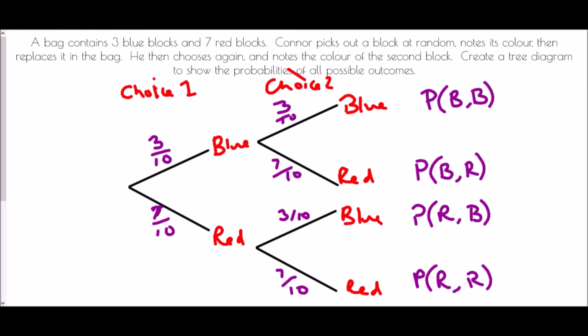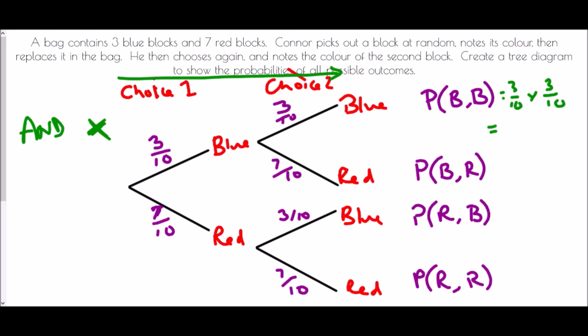Well, the key comes from the fact that this is getting blue and blue. The word "and" in probability suggests that we should multiply. And that is what's going to happen. We're going to multiply across the branches. And so the probability of getting blue and then blue is 3/10 multiplied by 3/10. And if you multiply fractions, we multiply at the top and we multiply at the bottom. So 3 times 3 is 9 and 10 times 10 is 100.